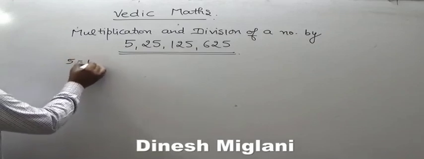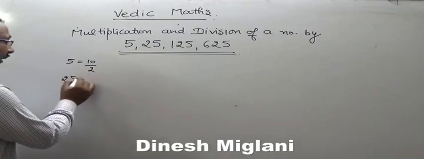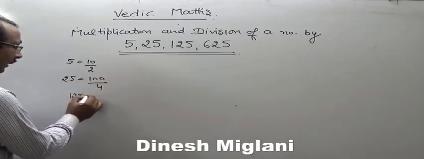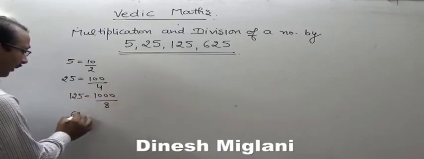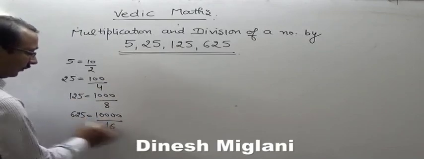5 can be taken as 10 by 2, because when you divide 10 by 2, you get 5. 25 is taken as 100 by 4. 125 is taken as 1000 upon 8, and 625 is taken as 10,000 by 16.